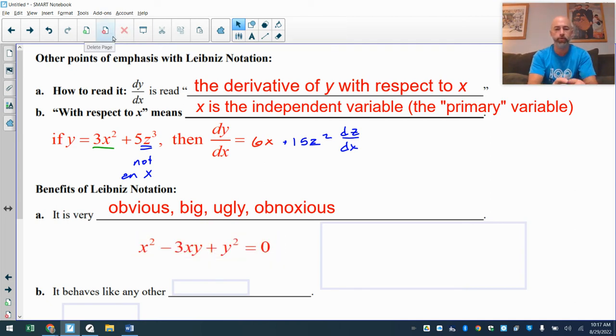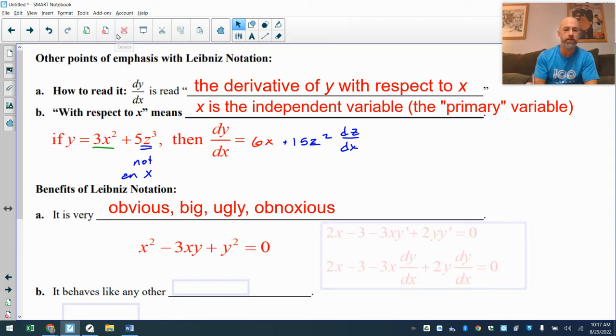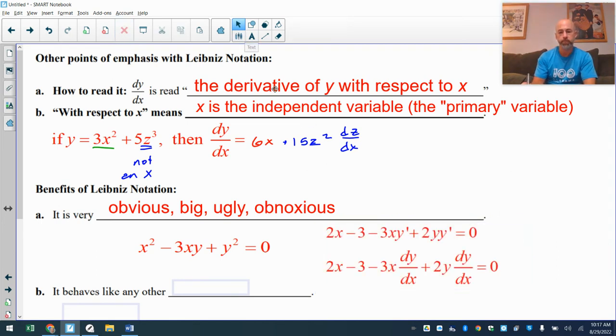So one thing we're going to do later in the year is something called implicit differentiation, which I kind of previewed with that z example there in part B. But we will start with equations like this, relations like this: x squared minus 3xy plus y squared equals 0. And our first step is going to be to find the derivative. And we could use the Euler's notation. I'm sorry, Lagrange's notation. But let's compare Lagrange to the Leibniz notation.